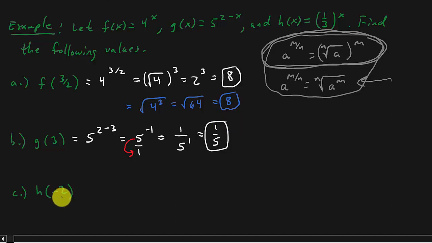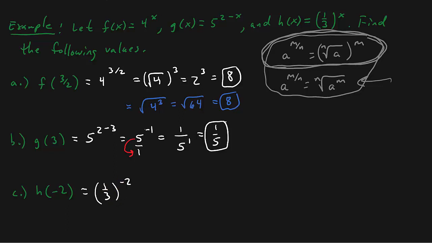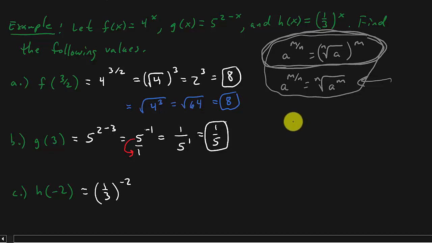Now what about this, h of negative 2? I'm going to plug the negative 2 in for x. That's going to be 1 third to the negative 2. Also earlier in the course, you had a formula that said a over b to the negative n is equal to b over a to the n. So if you have a fraction raised to a negative exponent, you take the reciprocal of the fraction. All I did is I just flipped it.